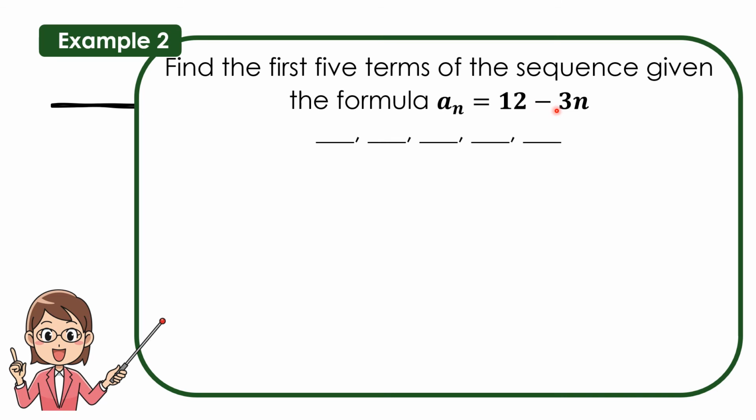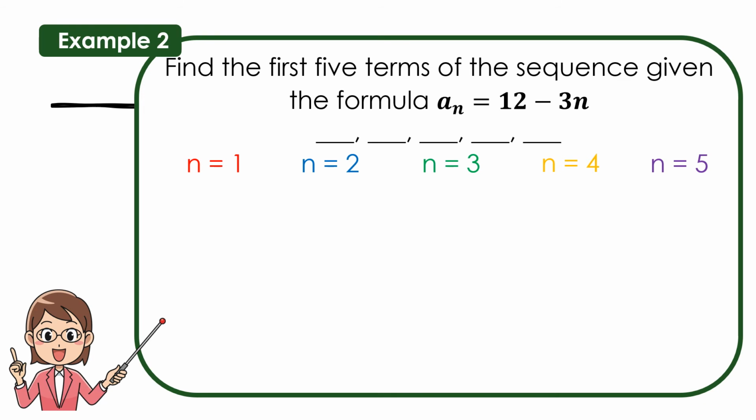Since we already know that n is the term's location, we can say that n is equal to 1, n is equal to 2, n is equal to 3, n is equal to 4, and n is equal to 5. To start solving for the first 5 terms of the sequence, let us start solving the first term of the sequence, which is n is equal to 1.